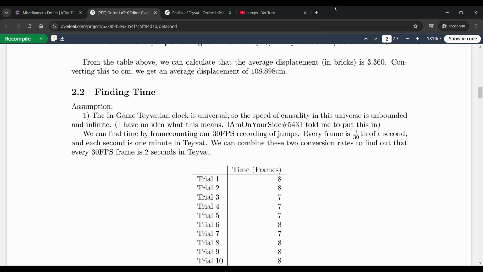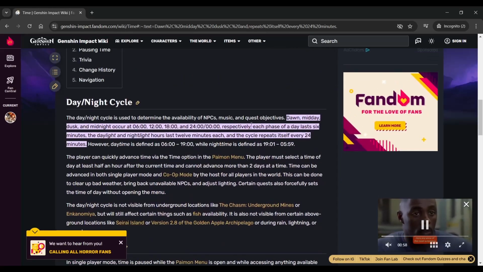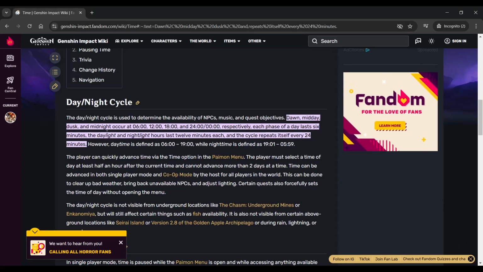Each second is 1 minute on Teyvat. First of all, I want to check that. So maybe he's using the in-game count time. Let's see. So here's Genshin Wiki. Get out of here, ads. We have that. Okay, so the cycle repeats every 24 minutes.